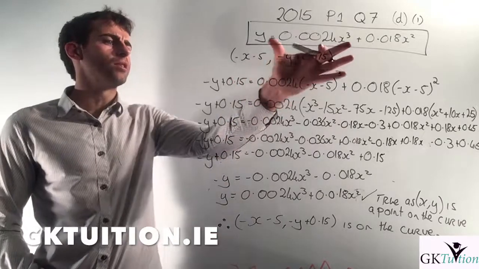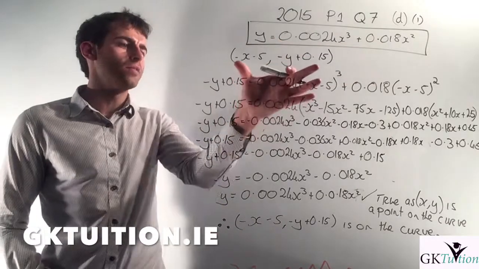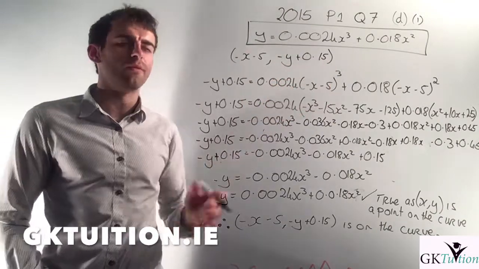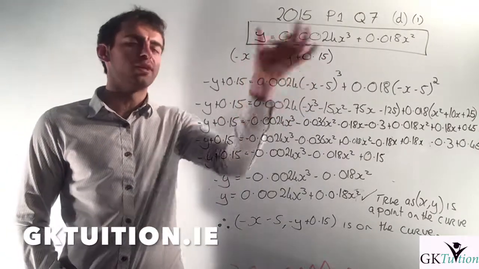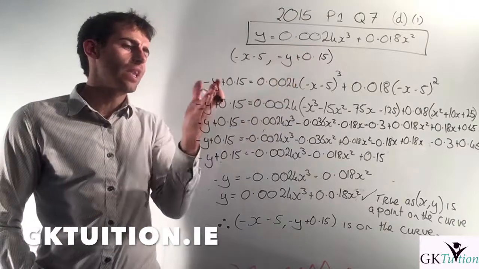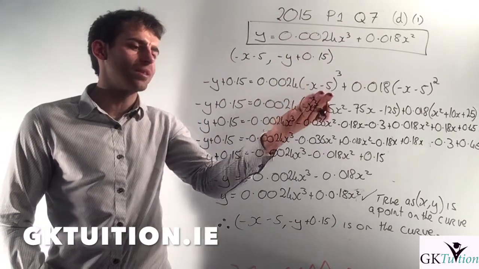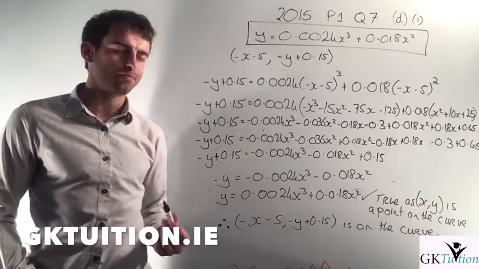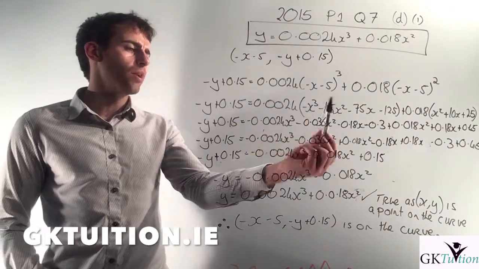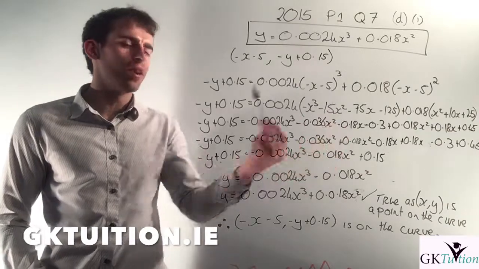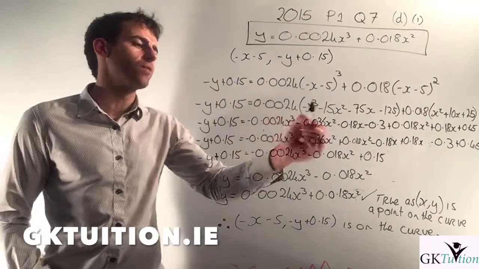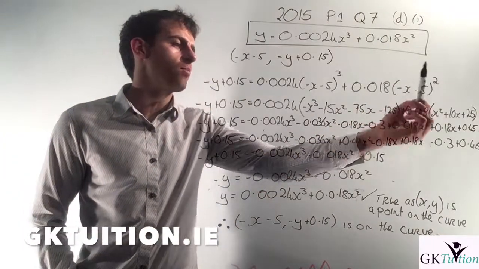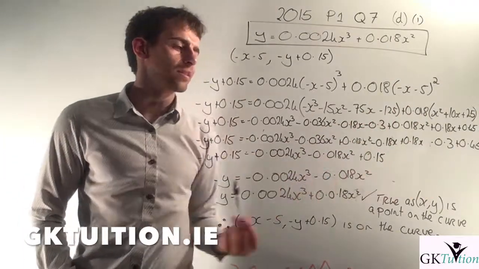So all I've done here is, this is my original function, and I have to sub in the coordinate minus x minus 5, minus y plus 0.15, and prove that this is a point on the line. So all I've done in the next line is everywhere there was an x, I've subbed in this. Everywhere there was a y, I've subbed in minus y plus 0.15. On the next line, what I've done is I got my minus x minus 5 and I've cubed it. So I've multiplied it by itself 3 times and I got this. I got minus x minus 5 and I multiplied it by itself twice and I got this.